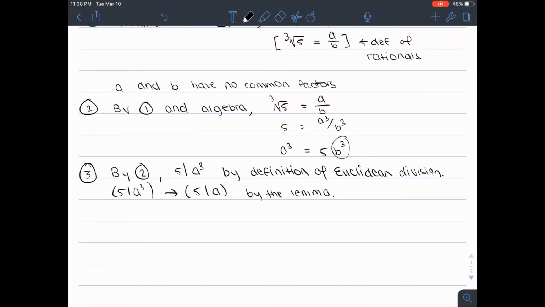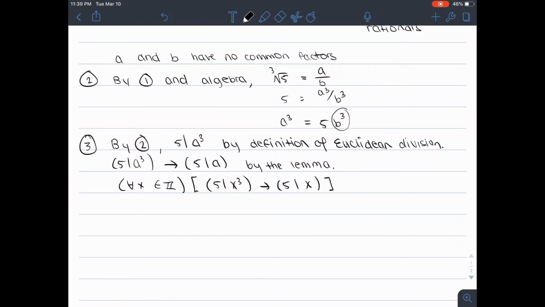So let's just say that the lemma states that for all x element of integers, if 5 divides x cubed, then 5 divides x. A is obviously an integer as defined in step 1, thus the lemma would apply here. Usually in a proof you're going to have to prove the lemma separately, but I'm not going to do it in this proof for sake of time, but just remember you cannot assume the lemma unless it's given to you and explicitly stated that you can assume it. So since 5 divides A cubed, then we can assume that 5 also divides A by the lemma.